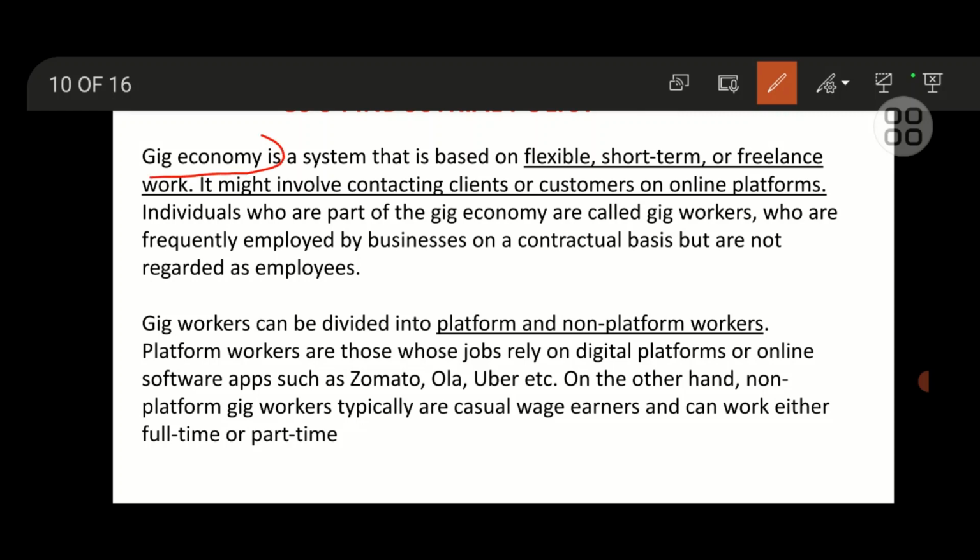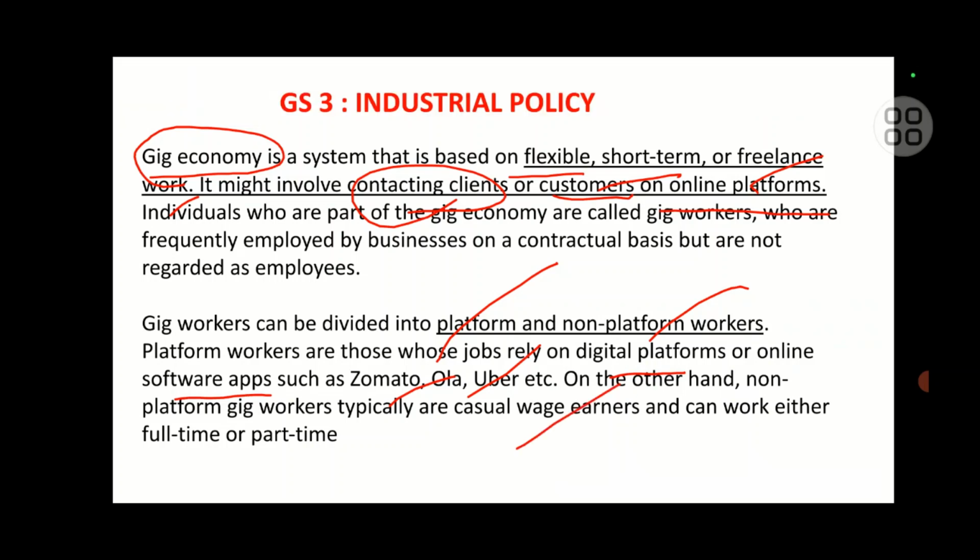The gig economy is an informal economy, I mean flexible, short-term or freelance work. It may involve contracting with clients or customers, which is done on an online platform. It is divided into platform workers and non-platform workers. Platform workers rely on digital platforms or online apps like Zomato, Ola, Uber. Non-platform workers are casual wage earners.